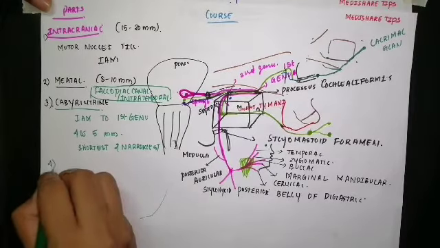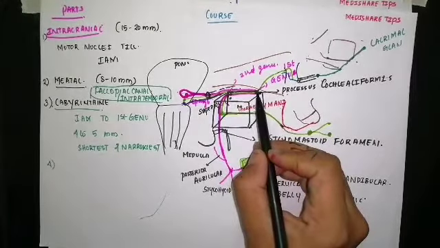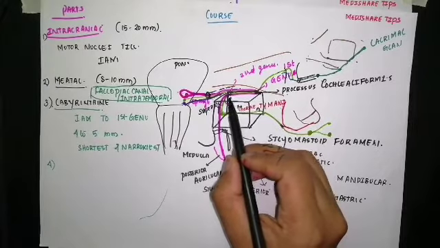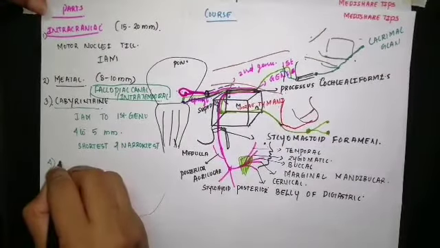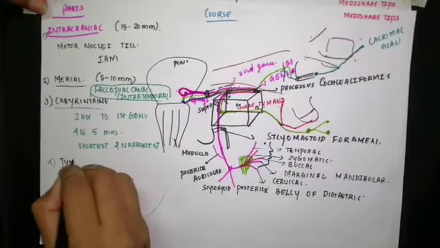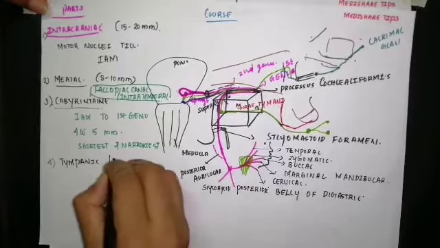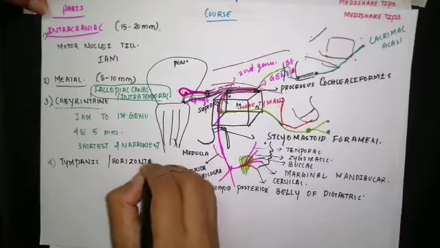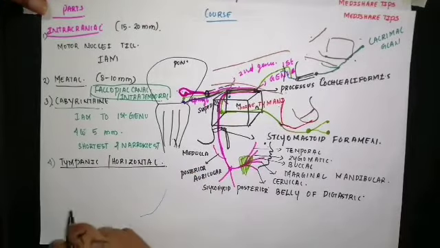And the fourth one is another part which starts from the first genu of the facial nerve till the pyramidal eminence. That is known as the tympanic or horizontal segment. The tympanic part or horizontal segment is located in the medial wall of the middle ear.